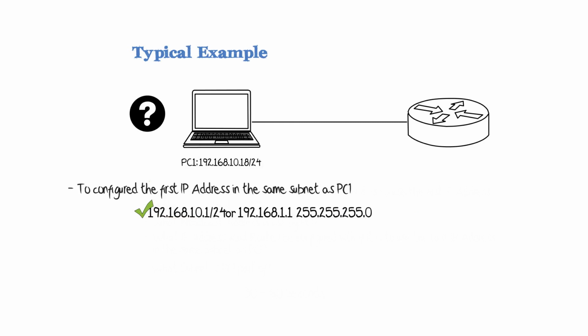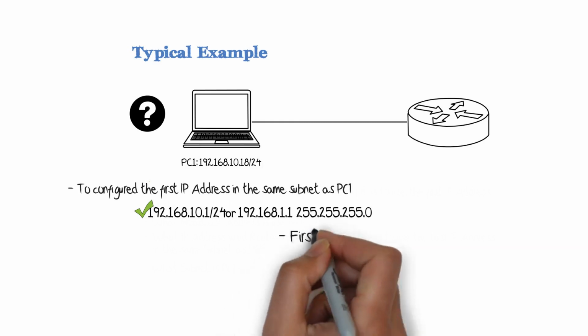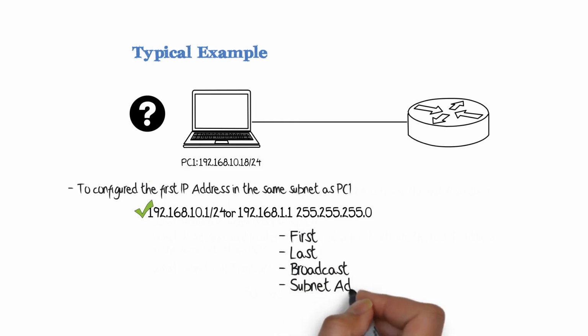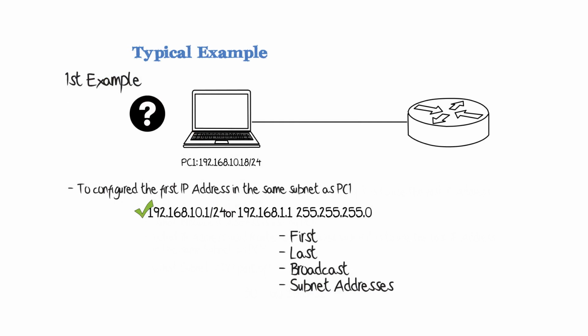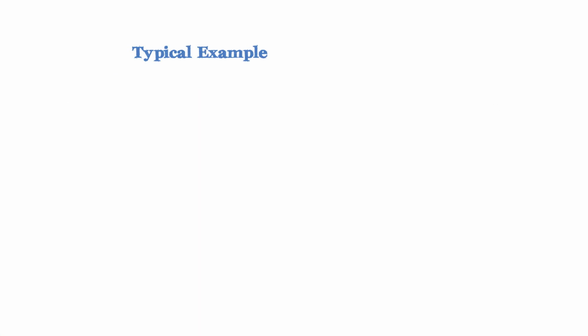Later in this course you'll learn the commands to do that, but for now realize that you might need to work out first, last, broadcast and subnet addresses when given a specific IP address. This was our first example using the binary method. I'd like to show you a more complicated example now.